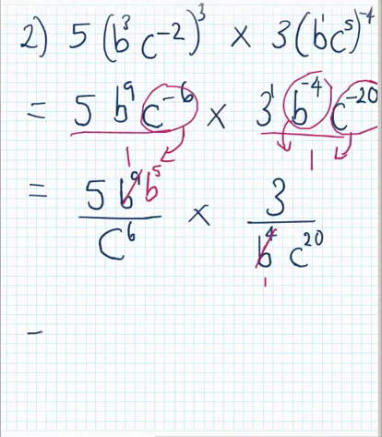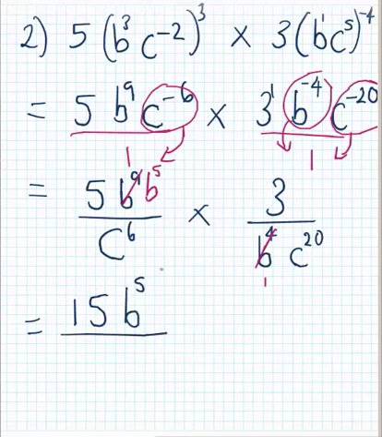So on top we have 5. If you want to rewrite it out, you can. I don't have any room. So 5 times 3 is 15. B to the power of 5, there's no b's on this side, so it stays b to the power of 5. Nothing else on top. Over, we've got c to the power of 6 and c to the power of 20. Because we're multiplying, we add their powers. So 6 plus 20 is 26. And we're done. That's our final answer.